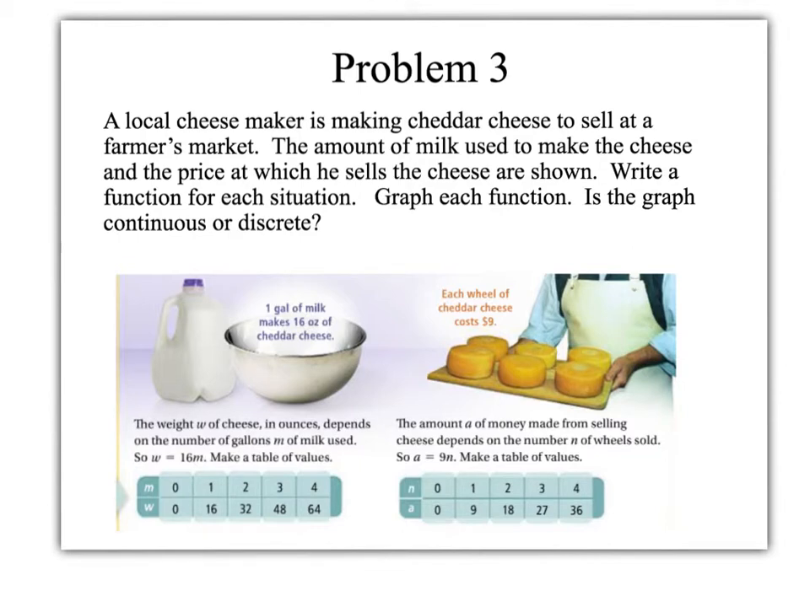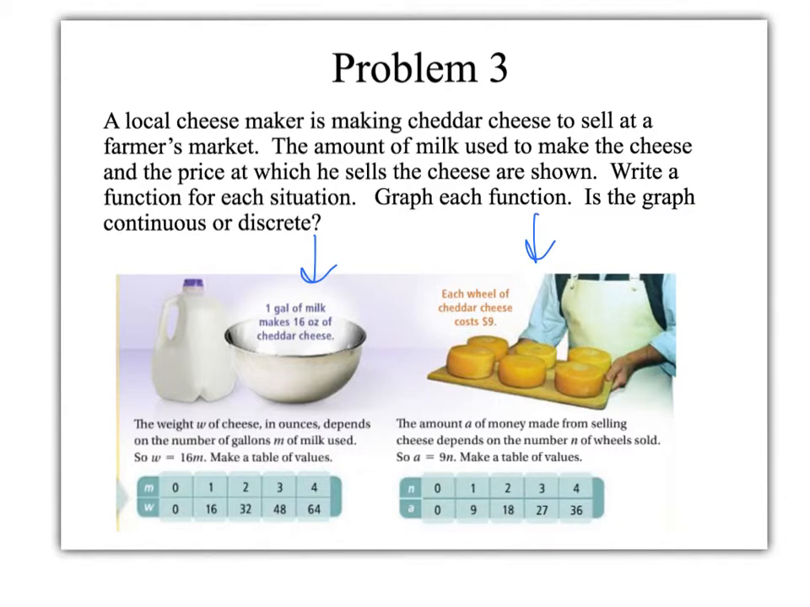Alright, problem 3. It says a local cheesemaker is making cheddar cheese to sell at a farmer's market. The amount of milk used to make the cheese and the price at which he sells the cheese are shown. Okay, so that's that and that. Write a function for each situation, graph each function, and then decide if the graph is continuous or discrete.